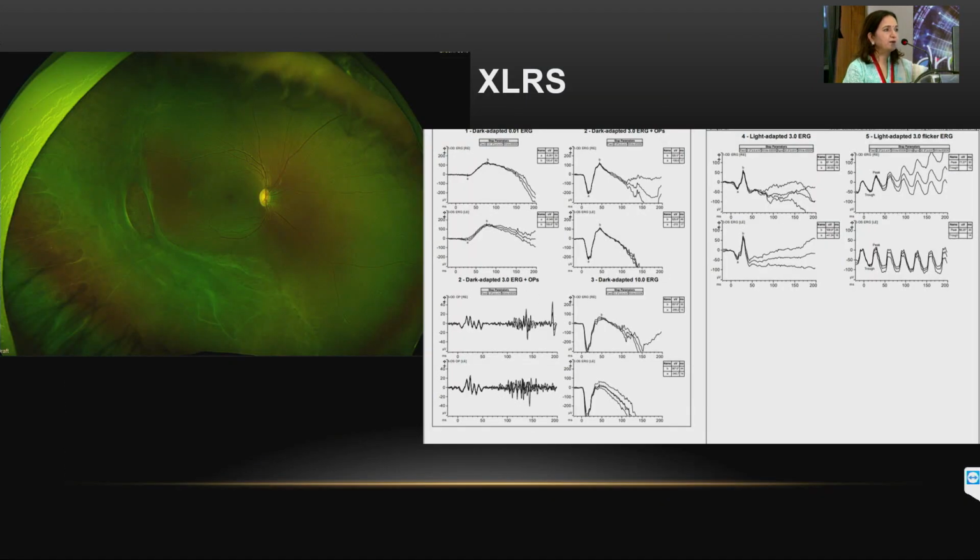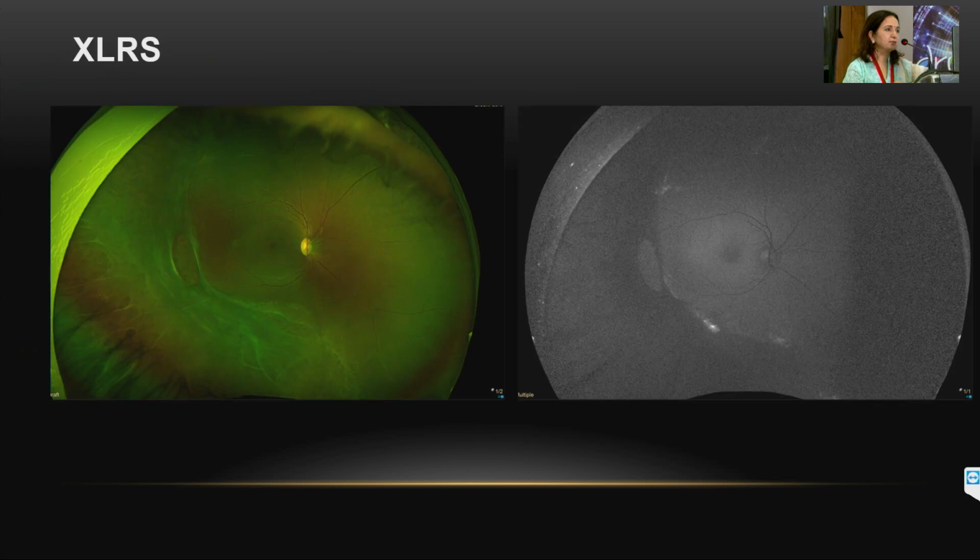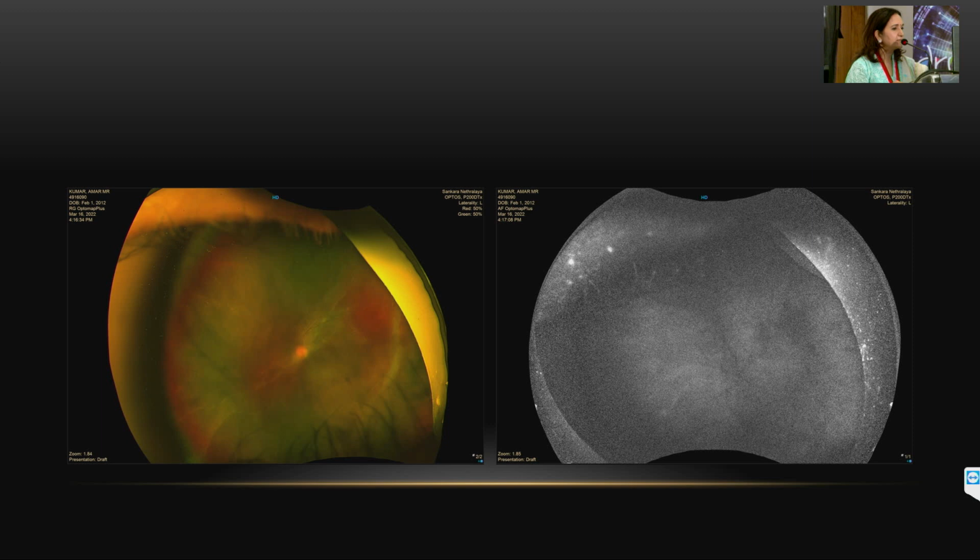Another test which I found very useful in XLRS is this. You can see the fundus autofluorescence compared with this fundus photograph. I don't have a pointer here, but the area of schisis corresponds to the area of hypoautofluorescence. So if you cannot clinically pick up where your split is, you just have to do an FAF and you know exactly where the split is.